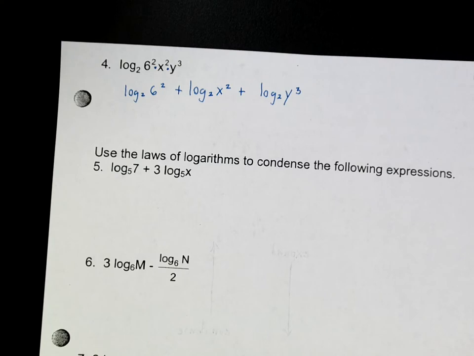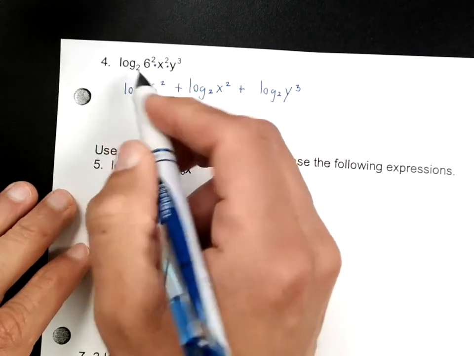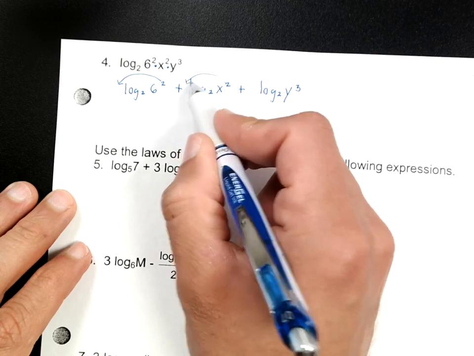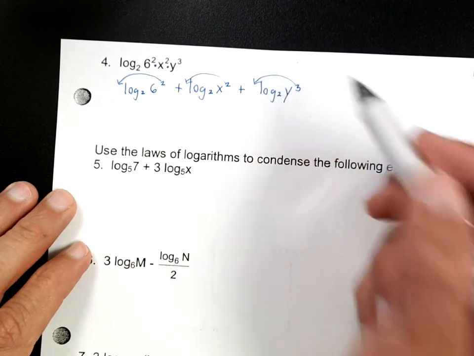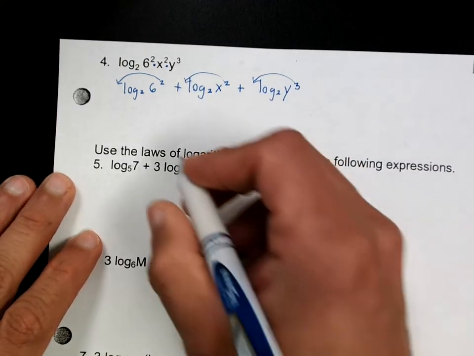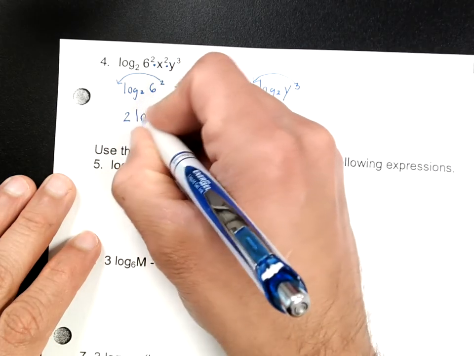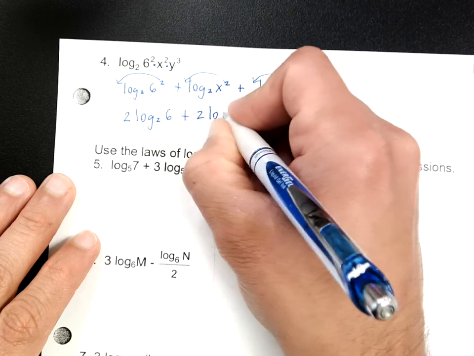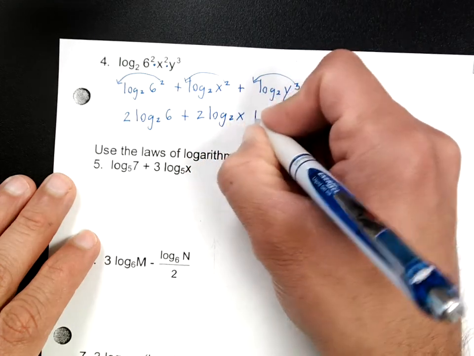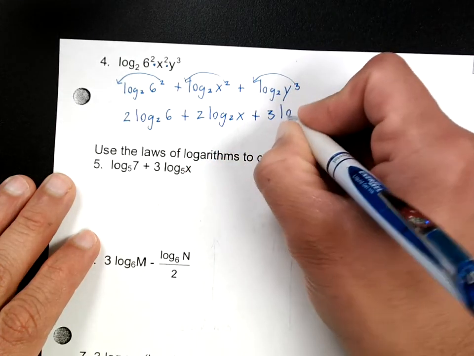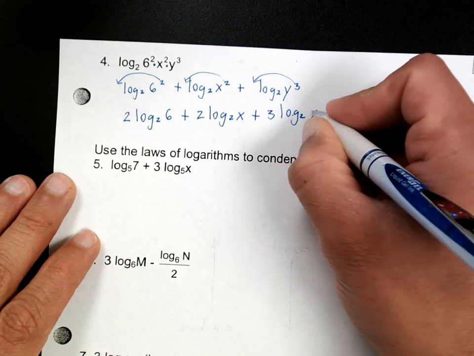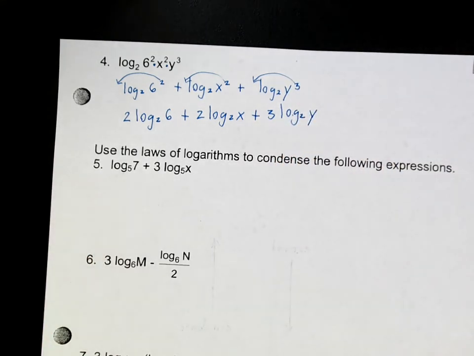And then go to rule number 3 after that, which says that if you have a power here, I can actually bring that power to the front of each one of these logs. All right, so this is going to be 2 log base 2 of 6 plus 2 log base 2 of x plus 3 log base 2 of y.